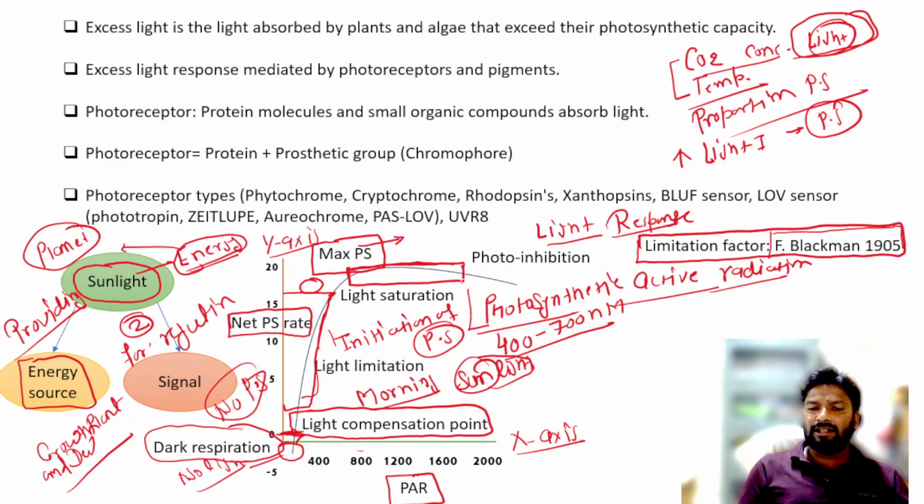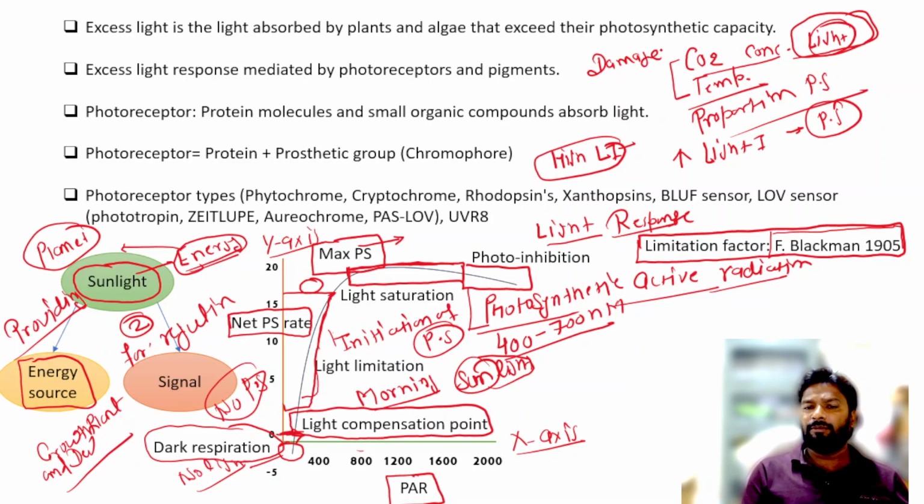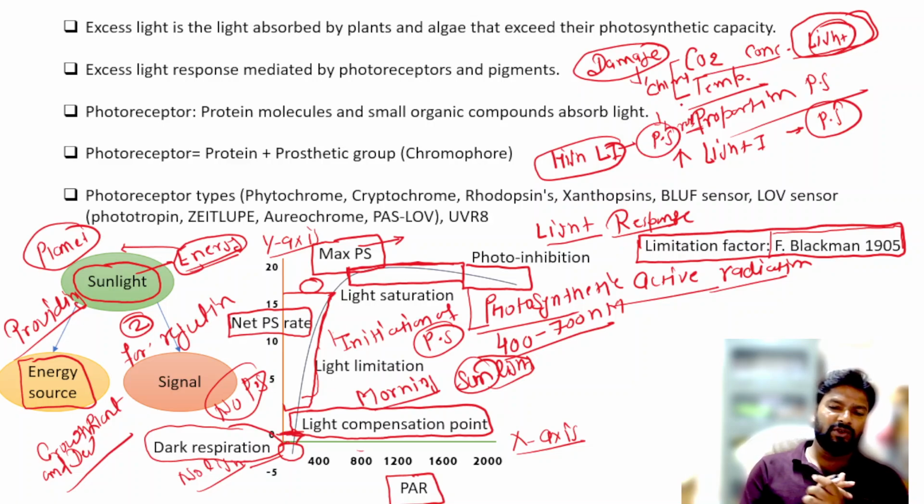After this, there is what is known as photoinhibition. What is photoinhibition? Means at high light intensity, there is damage to the chlorophyll or chloroplast structure, okay, which reduces the photosynthetic rate. So this is known as photoinhibition.